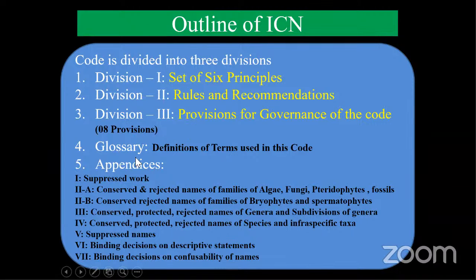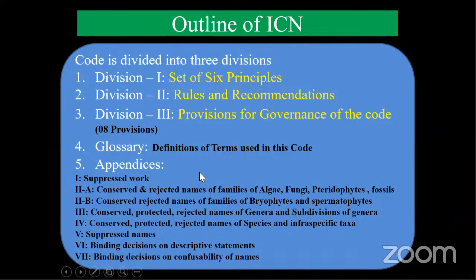Apart from this, after the code, there is a glossary of definitions of terms used in this code, and there are 7 appendices. Actually, ICBN included only 3 appendices, but in this case ICN includes 7 appendices, given as a supplement along with this code. These are the lists of conserved and rejected or accepted names of families, names of genera, names of species, certain suppressed names, certain hybrid names, and all these parameters. They are in the appendices.